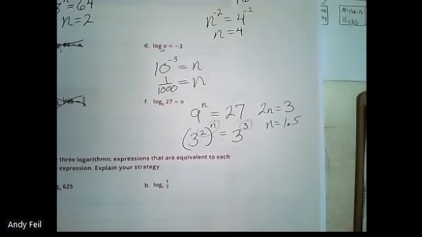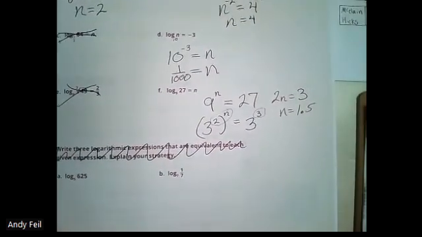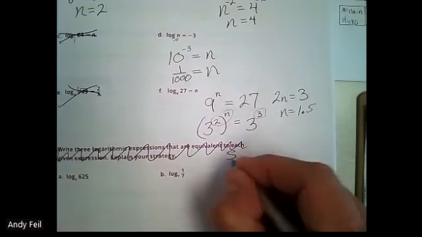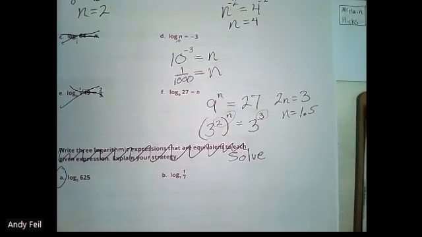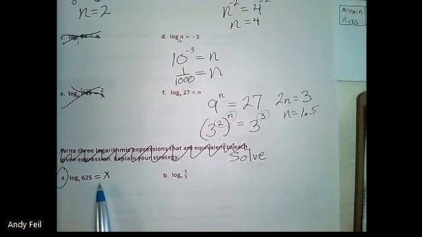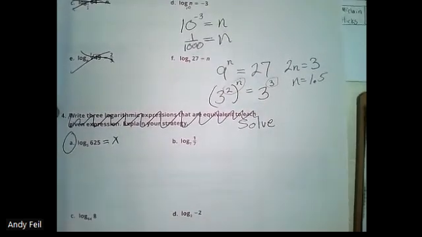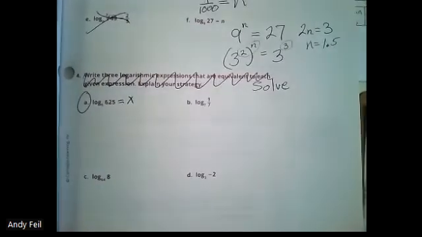Okay. So this says write 3 logarithmic expressions. I don't want you to do that. Nope, nope, nope, and nope. I just want you to do this. I want you to solve. We're just going to do a couple of these. I just want you to do A right now. Solve for A. Let this equal X like this. Put a little equals X after it. And then I want you to solve for X. What is that equal to? Rewrite it as an exponent and see if you can figure out what X is. I bet you can.